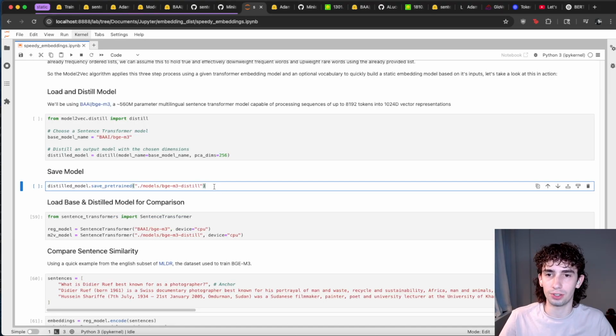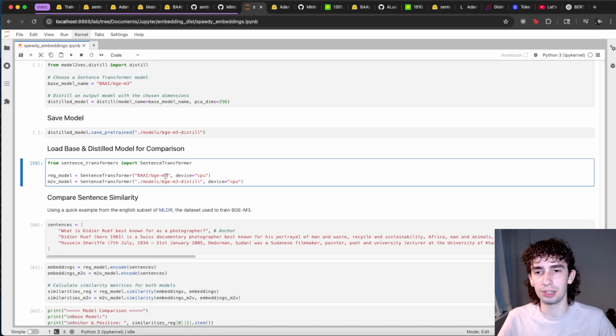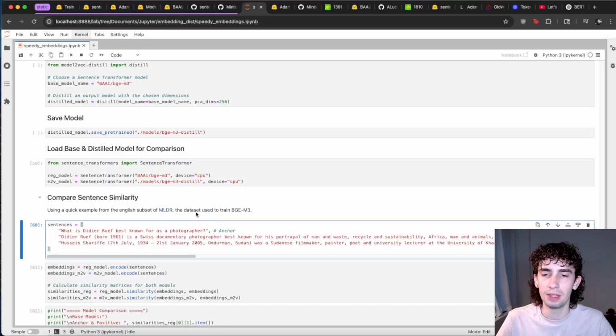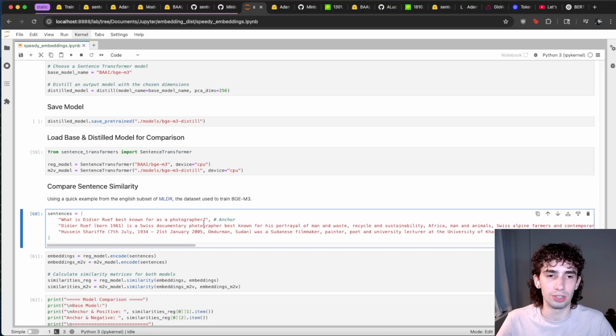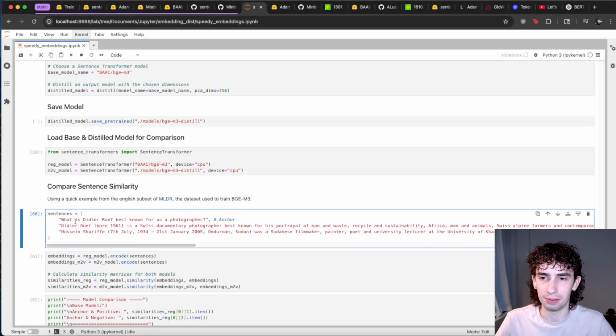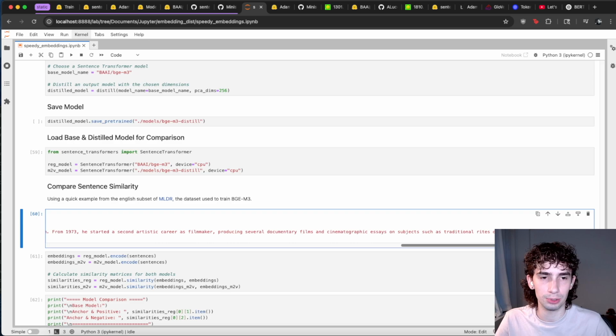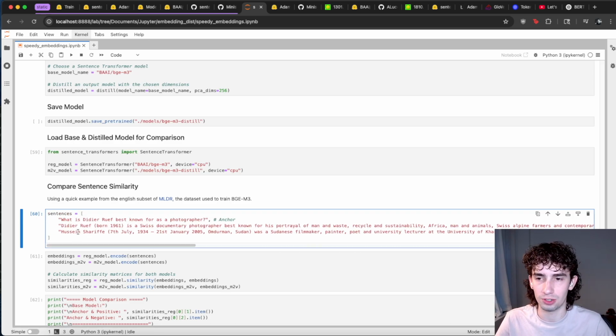So once that's gone ahead and finished up, I've saved it just in a quick folder here. Then I'll load the regular model as well as the distilled model onto CPU. And what we're going to do is use a quick anchor, positive, and negative example. So I have this, what is Didier Rueff best known for as a photographer, as well as a provided positive here in the second position and a negative in the third position here.